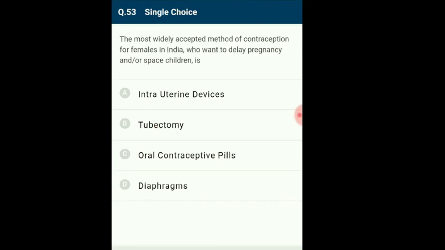Question number 53. The most widely accepted method of contraception for females in India who want to delay pregnancy or space children is intrauterine device. It is generally called IUDs, the ideal contraceptive for females who want to delay pregnancy or space children. It is one of the most widely accepted methods of contraception in India. So the answer for this question is option A, intrauterine devices.